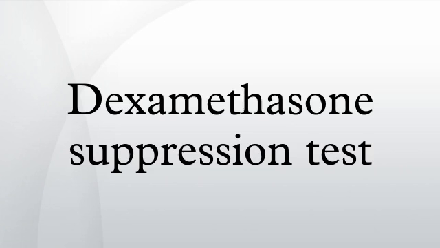The dexamethasone suppression test is a blood test that assesses adrenal gland function by measuring how cortisol levels change in response to an injection of dexamethasone. It is typically used to diagnose Cushing syndrome. It may also play a role in diagnosing depression, but this application is still considered experimental.